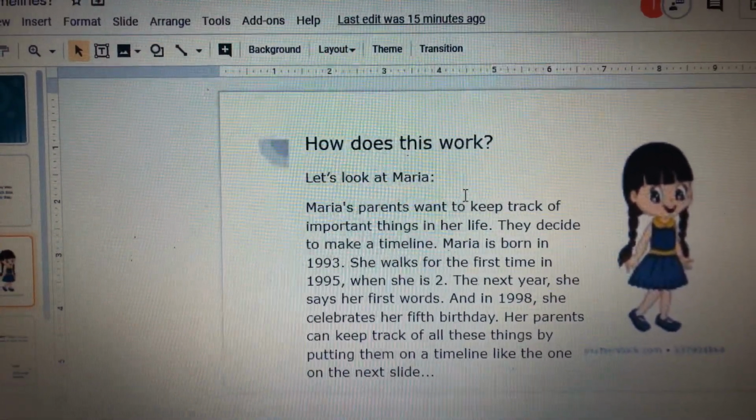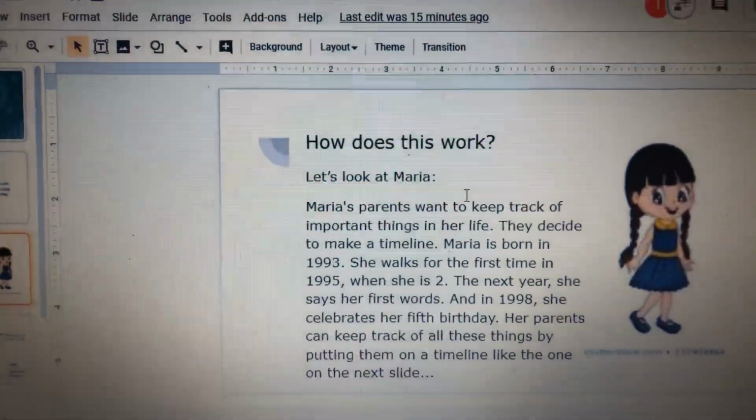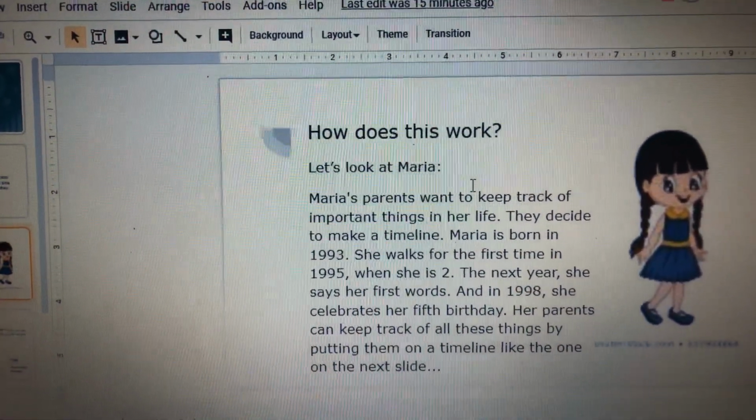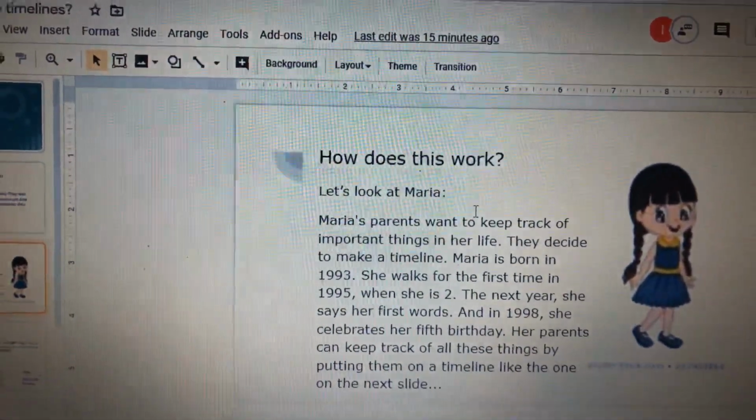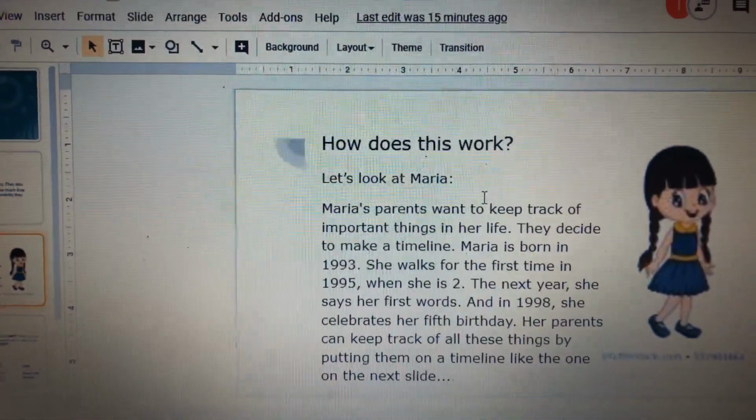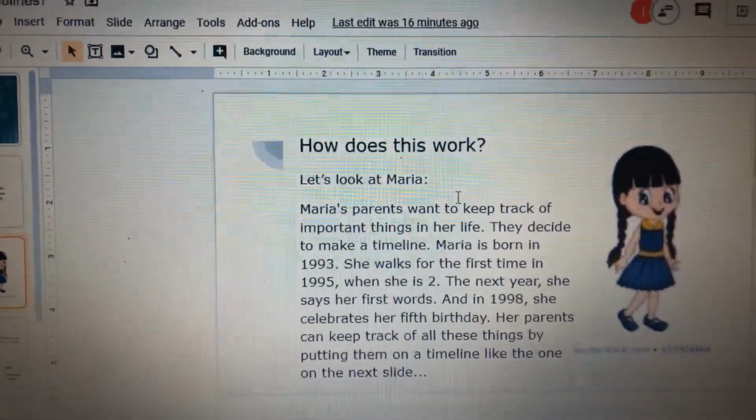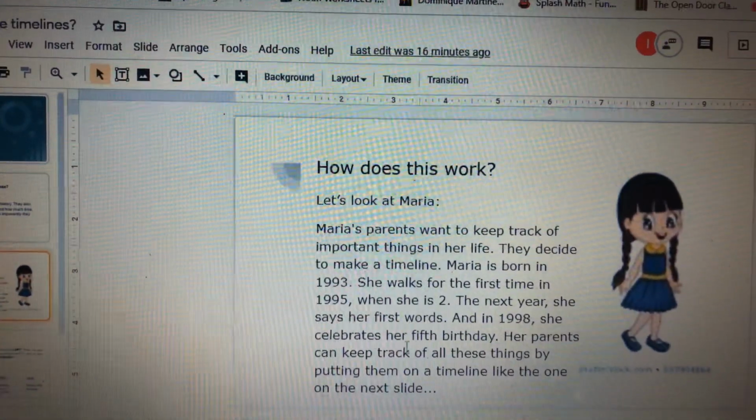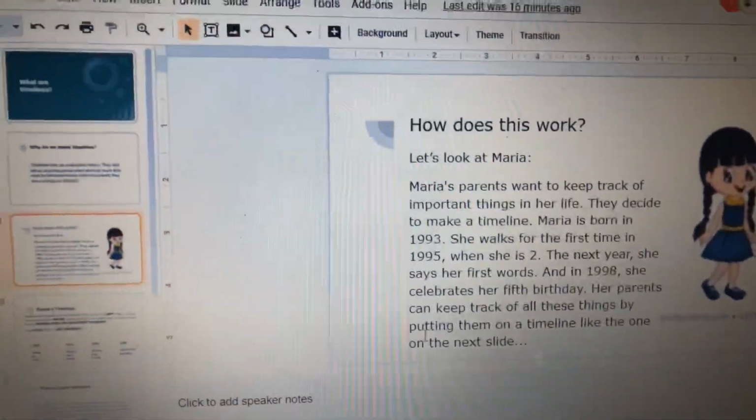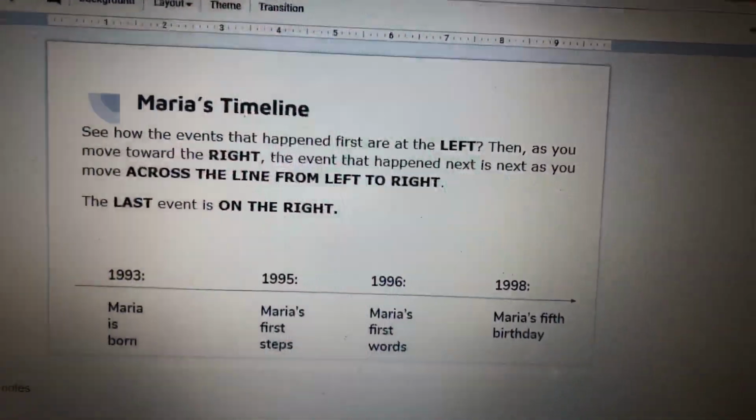Her parents want to keep track of all these things by putting them in a timeline, which is a fancy way of saying putting them in order. Fortunately for us, these are already in order. Sometimes on your project, you'll find dates and you'll be writing your notes and they might be out of order. So we're going to practice something that is in order first. If you look at this, these are the events that we have, and I'm going to put them in order. I went ahead and made what the timeline would look like.